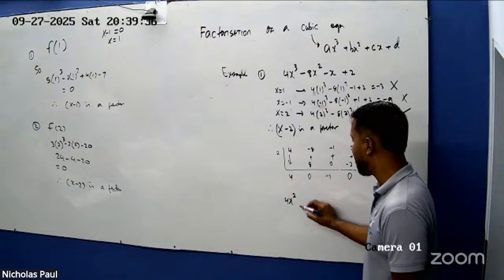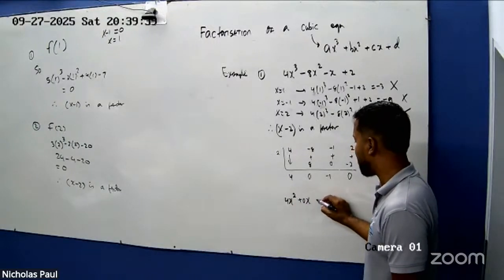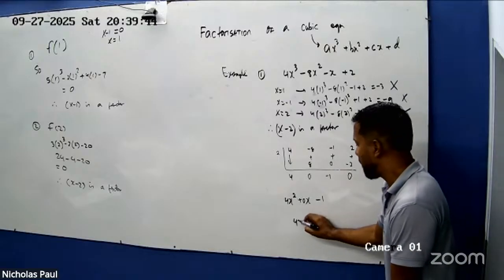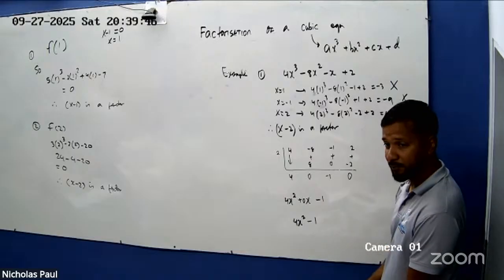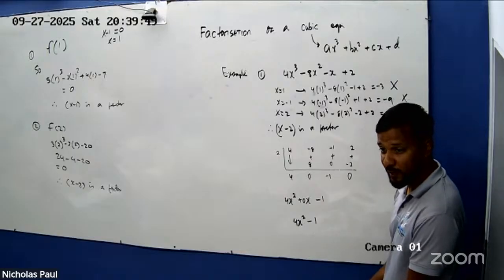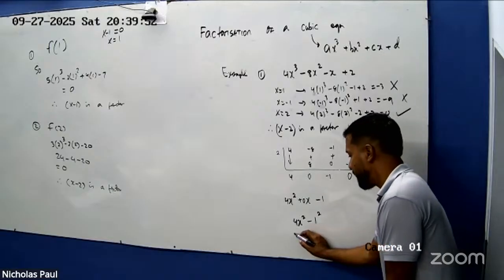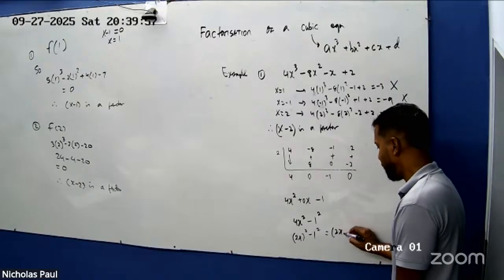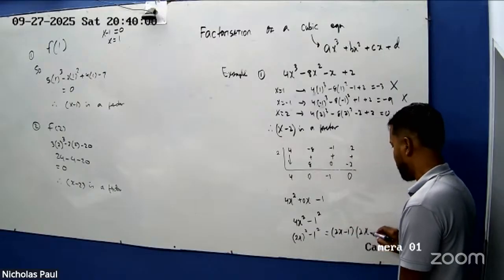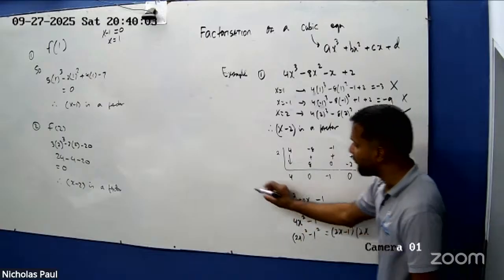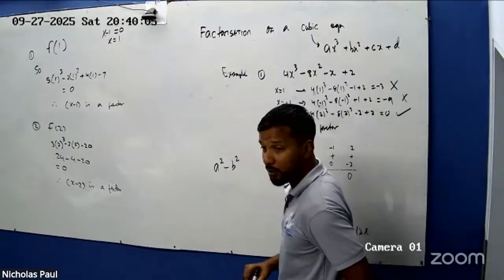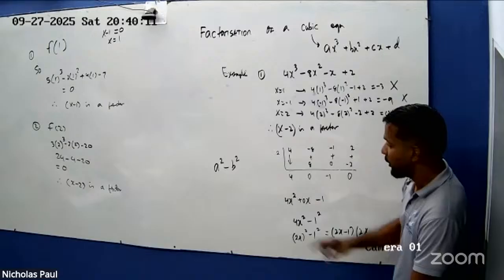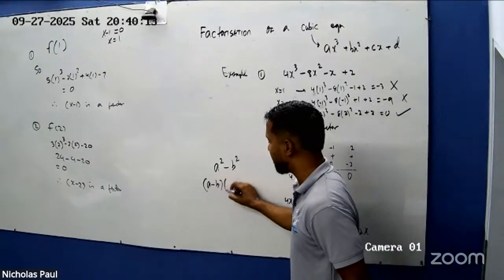4x squared plus 0x minus 1. Can we factorize this? Remember difference of 2 squares? So this will be (2x) squared minus 1 squared, because I'm trying to put it in that form. If you square 1, what do you get? So I just rewrite it like this so I'll be able to use difference of 2 squares.